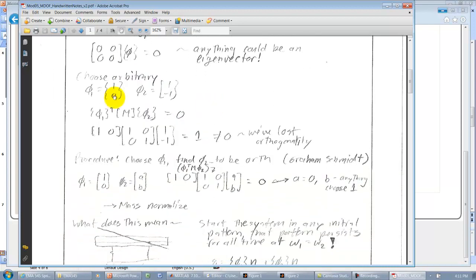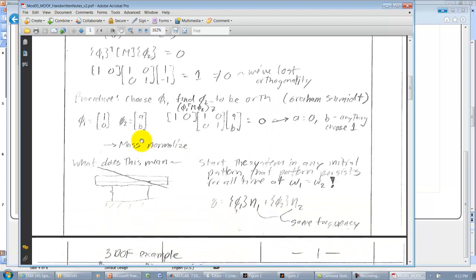So depending on what we choose, for example, if we chose phi 1 to be 1, 0, where the first end of the car moves and the other end stays still, and we chose phi 2 to be the usual second mode where q1 and q2 are moving in opposite directions, then we calculate phi 1 transpose m phi 2, we end up getting 1. And this should be 0. These should be orthogonal to each other. So we've lost orthogonality due to this choice of phi 1 and phi 2.